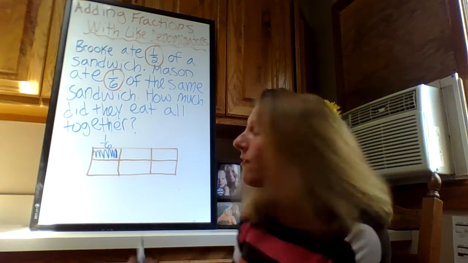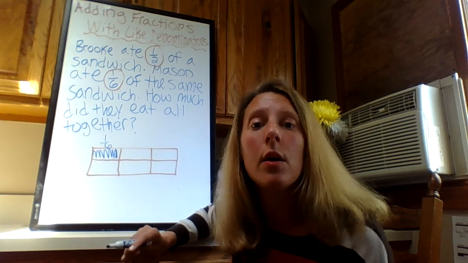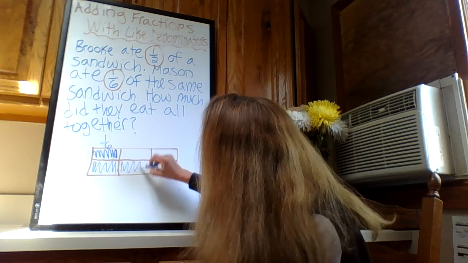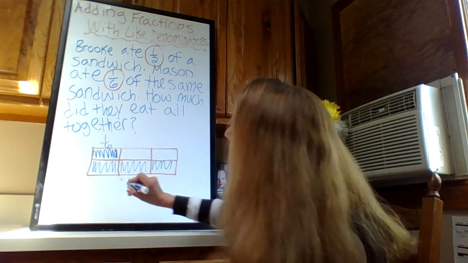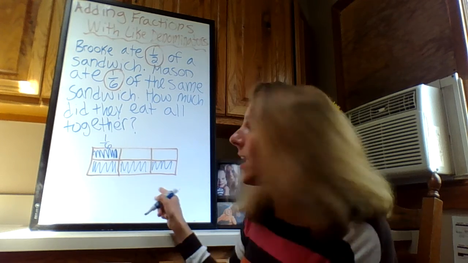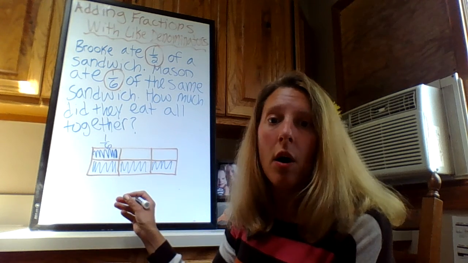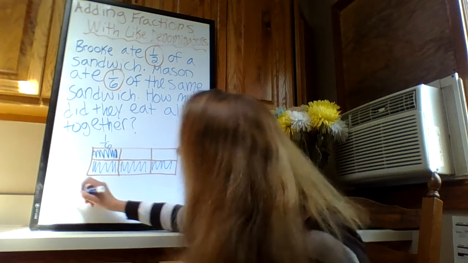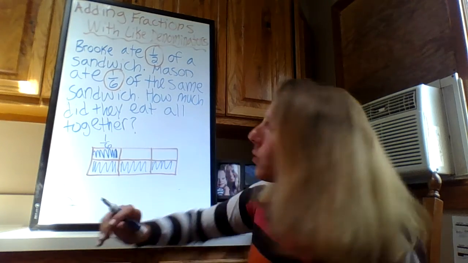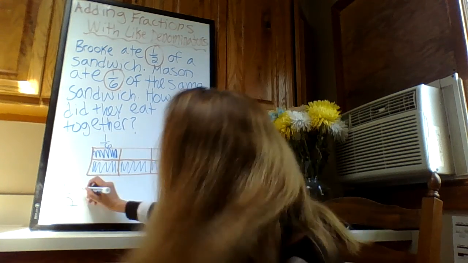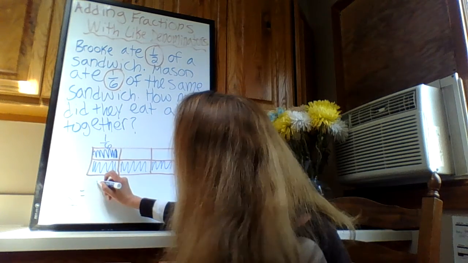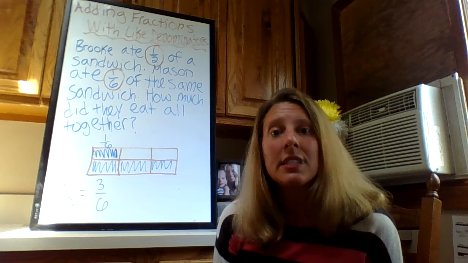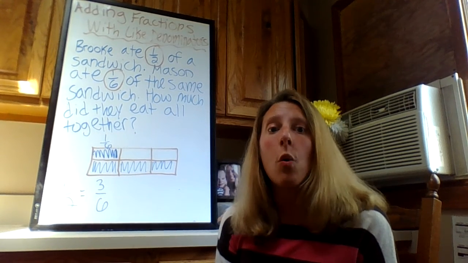So now I'm going to look at the 1/2 that Brooke ate. So we know that half of this whole rectangle would be 3/6. So I'm going to go ahead and shade 3/6, because if I look at this rectangle, half of it would be 3 small sixths. So I could also write at the bottom, just so I can keep this in my head, that 1/2, when we're looking at sixths, is equal or equivalent to 3/6.